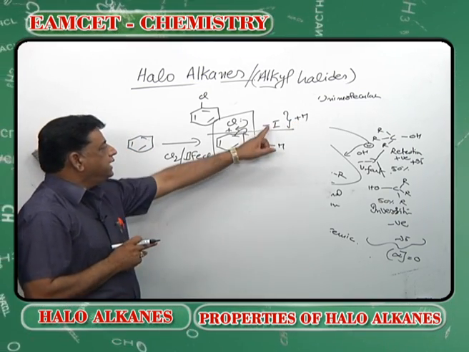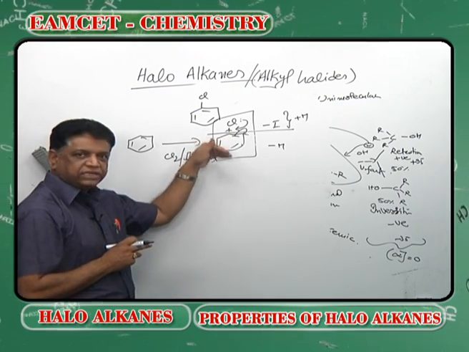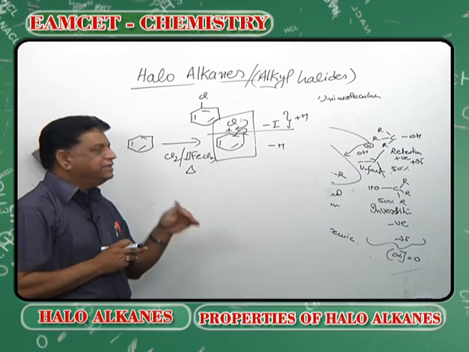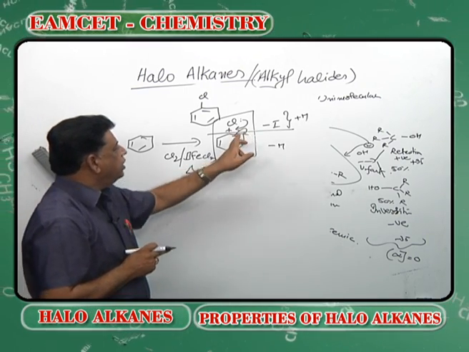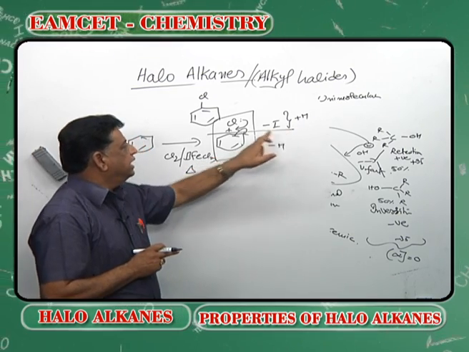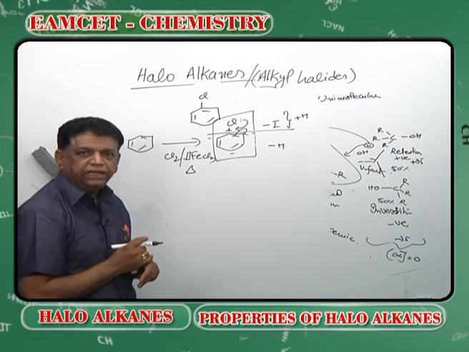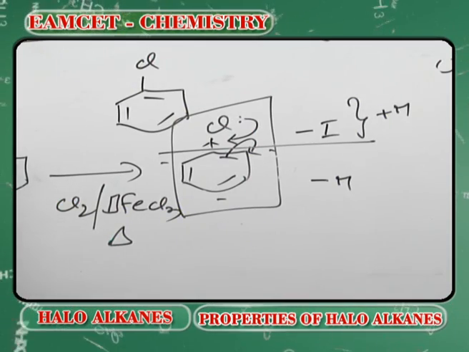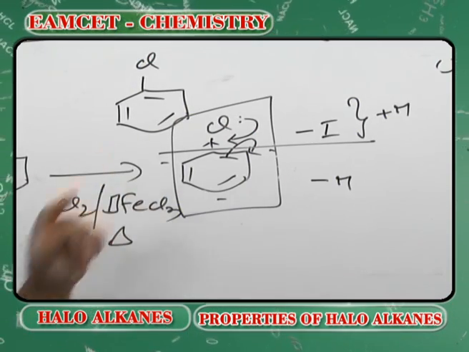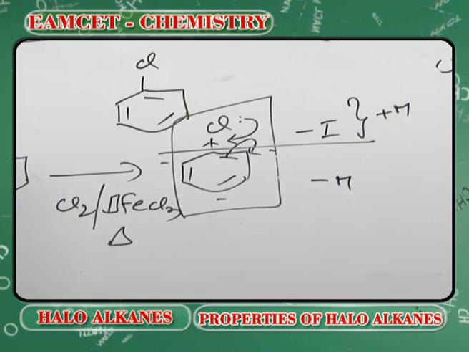However, the minus I effect causes ring deactivation. In any electrophilic substitution, chlorobenzene lags a little. And when you are introducing the electrophile, because of the plus M effect, ortho and para positions will be negatively charged. Therefore, the new group goes to the ortho and para positions. So what is the influence of chlorine? In electrophilic substitution, the rate of reaction decreases.